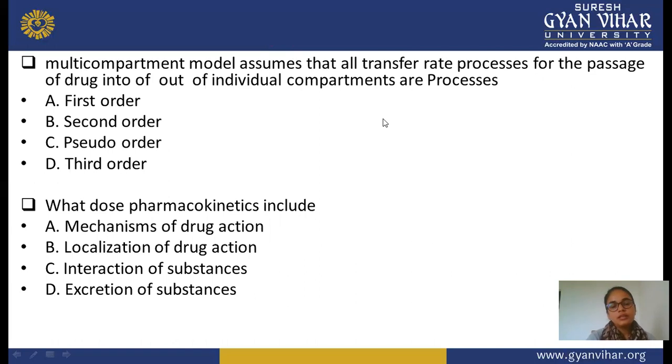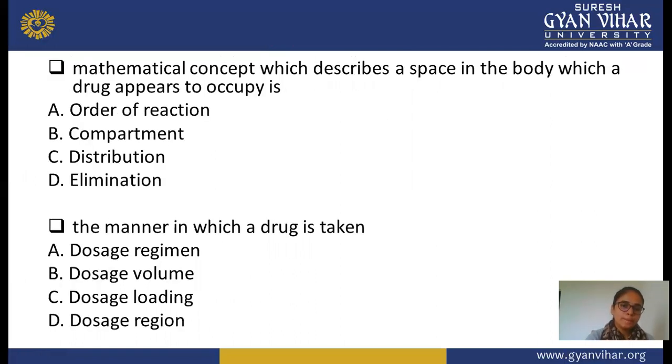Next is: what does pharmacokinetics include? A is the mechanism of the drug action, B is the localization of a drug action, C is the interaction of a drug substance, and D is the excretion of a drug substance. So you should know which parameters pharmacokinetics includes: mechanism, localization, interaction, or excretion of a drug substance.